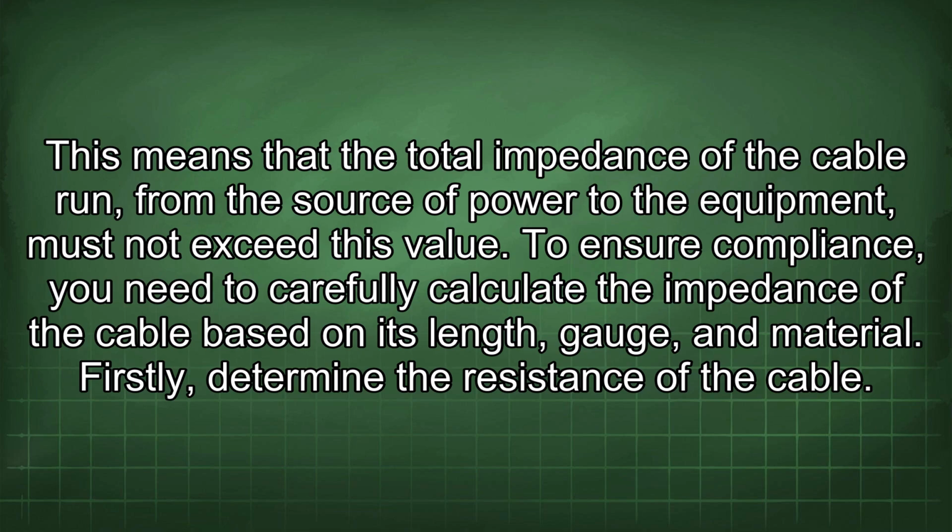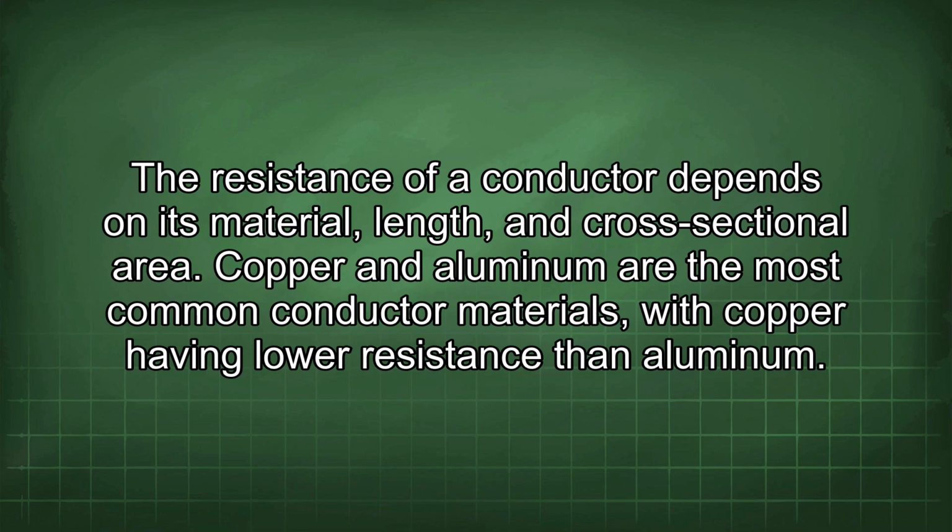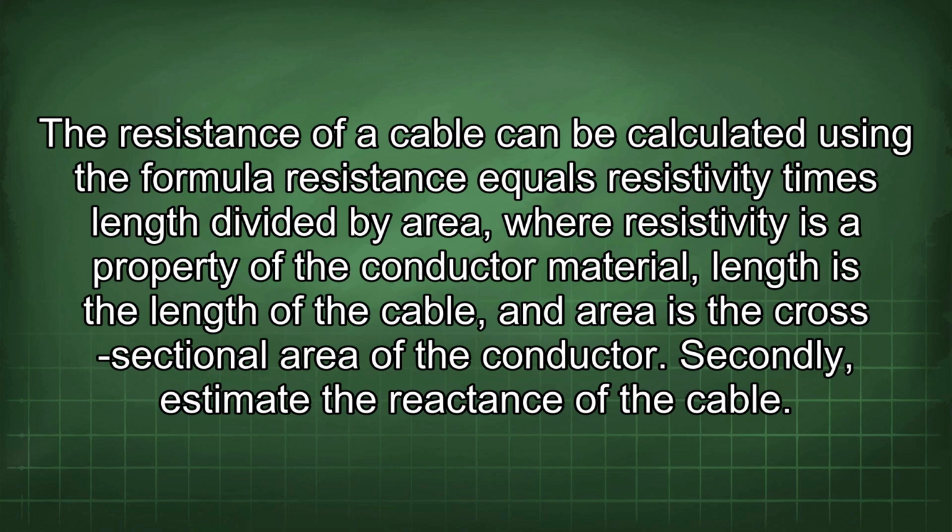Firstly, determine the resistance of the cable. The resistance of a conductor depends on its material, length, and cross-sectional area. Copper and aluminum are the most common conductor materials, with copper having lower resistance than aluminum. The resistance of a cable can be calculated using the formula resistance equals resistivity times length divided by area, where resistivity is a property of the conductor material, length is the length of the cable, and area is the cross-sectional area of the conductor.